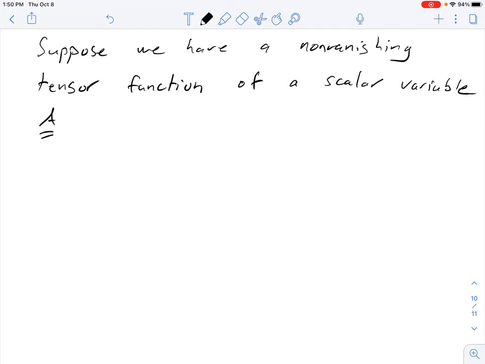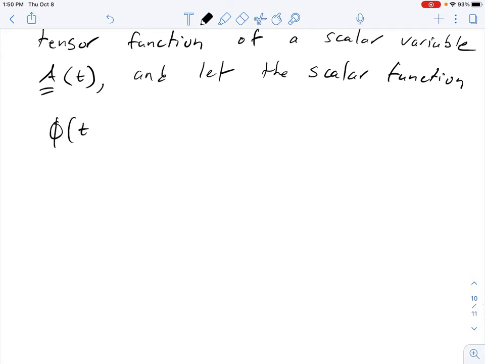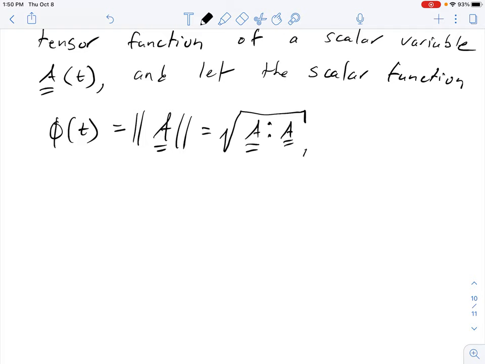Call that tensor A of T. And let's define a scalar function that is just equal to the magnitude of A. Phi of T is equal to the magnitude of A, which is equal to the square root of A interproducted with itself, so that phi squared is equal to A interproducted with itself.